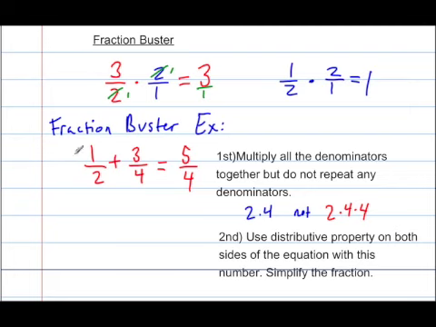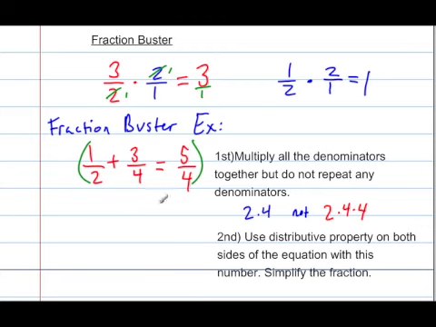So here we're going to want to do the same thing. For fraction buster, we got to pick a number so then we get rid of the denominator. That is our goal. Get rid of the denominator so we don't have fractions anymore. The easiest thing to do is just multiply all three together. But this one's a little tricky because I don't want that third number. The reason why is because that 4 is repeated. When it's repeated, I only need to use it once. So I have 4 times 2, which is going to be 8.